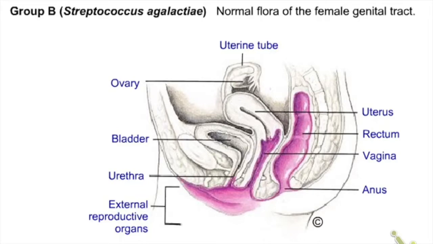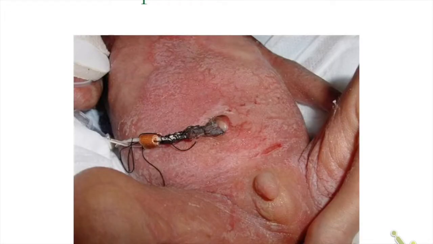So if the child is born, that child has to pass through the area where we can find Strep agalactiae, and that's how they get neonatal sepsis or neonatal meningitis. So here's an example of a child that died from neonatal sepsis.